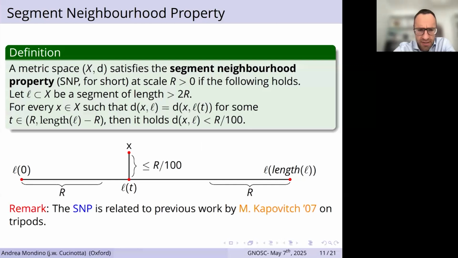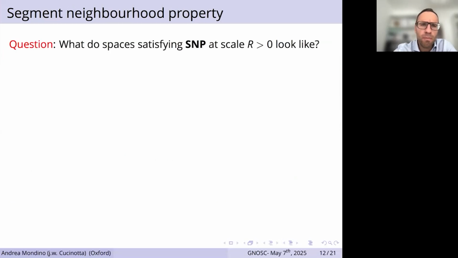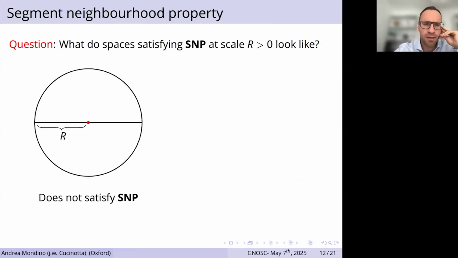Okay, just a remark. This symmetric property is related to some previous work by Vyshakapovich on tripods of a few years ago. But let me just stick to this segment neighborhood property for this talk. So the question is, what do spaces which satisfy this segment neighborhood property look like? What is this property telling us about the metric space?